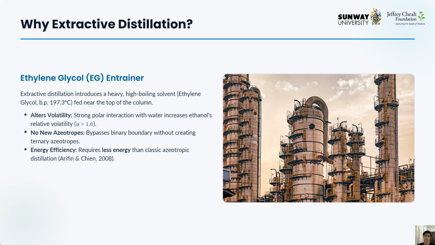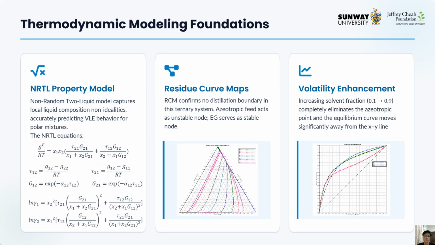The beauty of this approach is that it bypasses the binary boundary without introducing any new ternary azeotropes, and studies show it requires less energy compared to the classic azeotropic distillation method. To model this complex system accurately, we utilize the NRTL model, which accounts for local liquid composition non-idealities, crucial for polar liquid mixtures like ethanol-water and ethylene glycol. And as seen in our RCM, there are no distillation boundaries in this ternary system. The azeotropic feed acts as an unstable node, while ethylene glycol acts as the stable node.